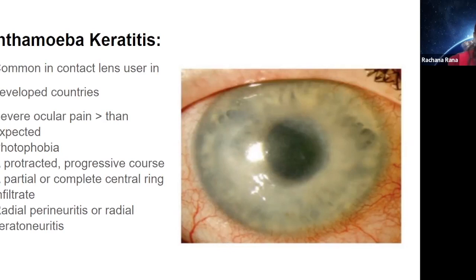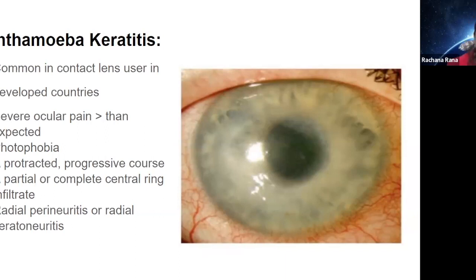The patient complains of photophobia, it is a protracted, progressive course, and a partial or complete central ring infiltrate can be seen. And it is very painful because of the perineuritis, radial keratoneuritis. So there is involvement of the nervous system also. So this is very painful.